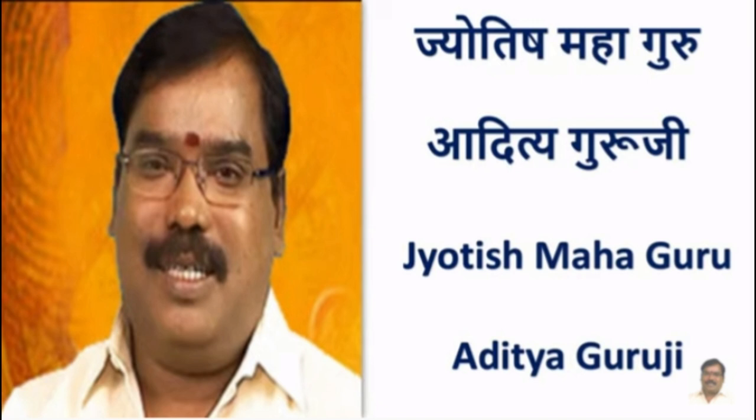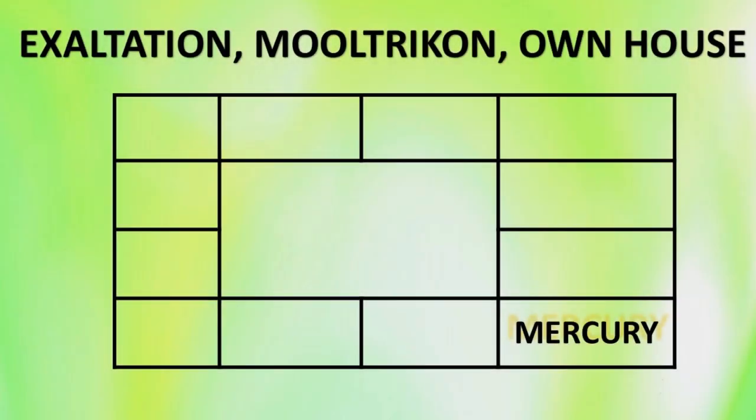In my last video, I had explained the effects of a few planets in the house of Virgo. Let me explain the effect of the planet Mercury when it resides in the house of Virgo. The Virgo sign is the house of Mercury, and in this sign Mercury can attain three states: exaltation, moolatrikona, and also own house status. When there is no connection with malefics, Mercury in a quadrant house will give severe kendradhipati dosha.